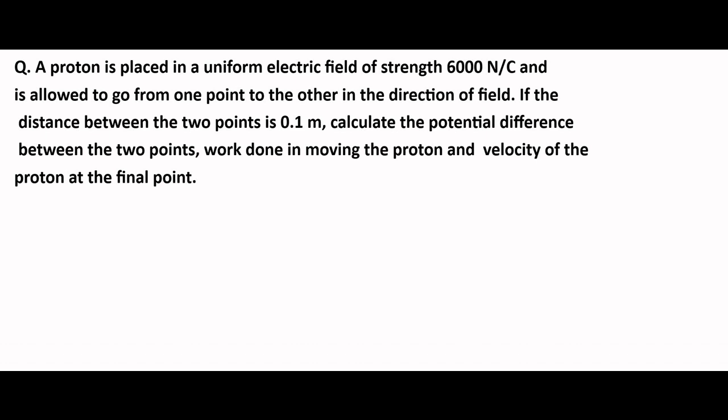So here is another question. It is given that a proton is placed in a uniform electric field of strength 6000 Newton per Coulomb and is allowed to go from one point to the other in the direction of the field. If the distance between the 2 points is 0.1 meter, calculate the potential difference between the 2 points, work done in moving the proton, and velocity of the proton at the final point.